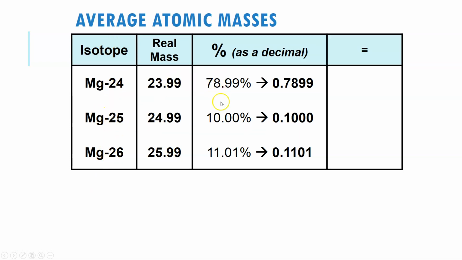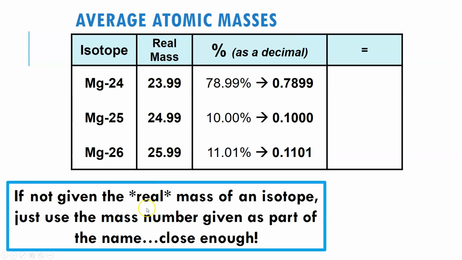Okay? Here are the percent abundances. So about 78.99% of the magnesium out there is magnesium 24. 10% is magnesium 25. 11.01% is magnesium 26. So I'm going to convert the percentages into decimals. I find that easier. Because they gave me the real masses, I'm going to use the real mass.